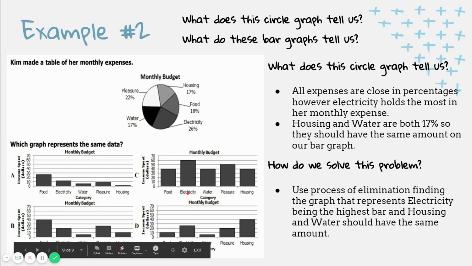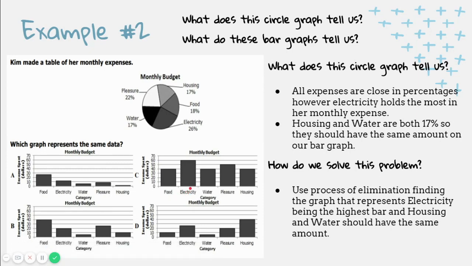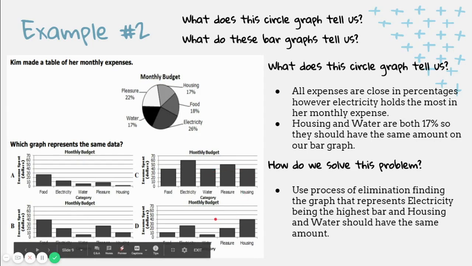Then looking at B, same thing, electricity is not the highest bar here. Looking at option C, electricity is the highest. And looking at option D, electricity is not the highest. And then when we go into looking at housing and water, they want to be the same amount because they're the same amount in our circle graph. They're both 17%. So in option A, they are not the same amounts. In option C, they are the same amounts. Option D, they are not. And option B, they are not. So that leaves us with one solution, option C.